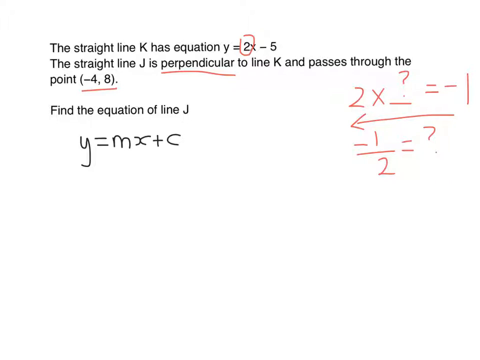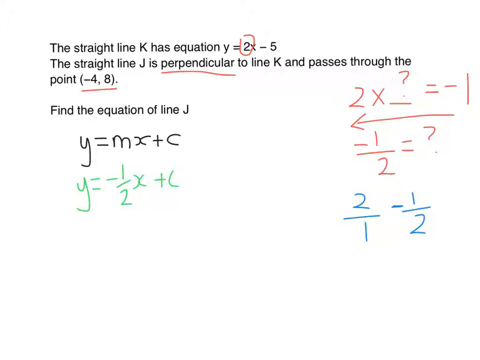The quick way of doing that is starting with 2, imagine it as 2 over 1, flip the fraction and put a minus in front. So I've got that my gradient is minus a half, so I've got y equals minus a half x plus c.